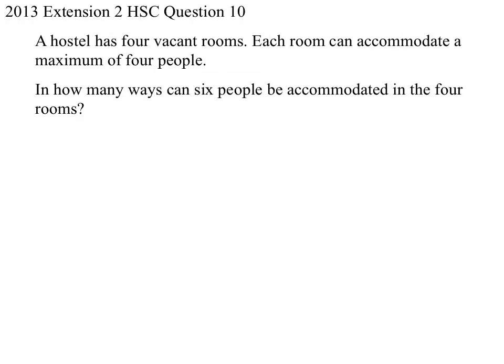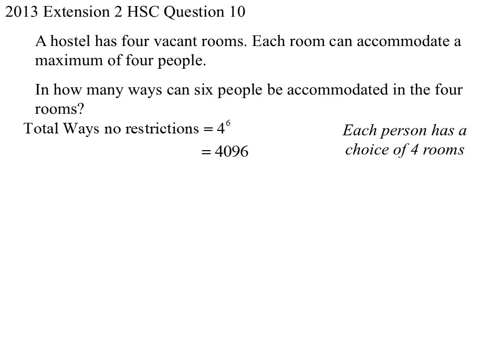Let's have a look at this one. A hostel has 4 vacant rooms. Each room can accommodate a maximum of 4 people. 6 people come along. How many ways can they be accommodated in this hostel? The total number of ways, if there were no restrictions, each of those people would come along and they've got 4 rooms to choose from. It's our basic counting idea, 4 to the power of 6. That's if there was no restrictions whatsoever.